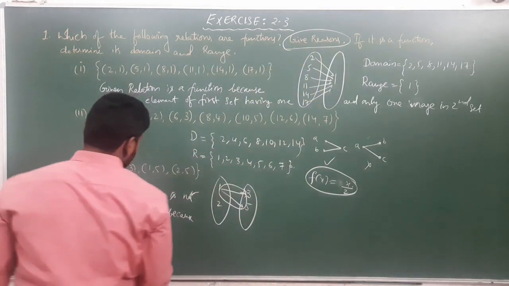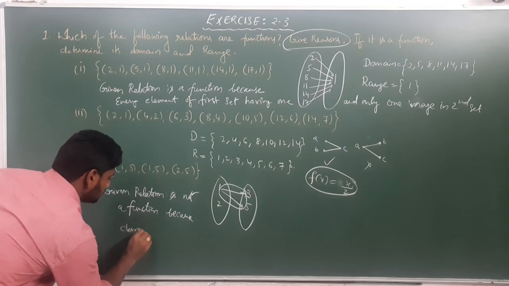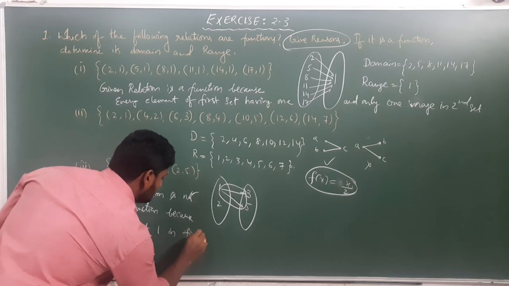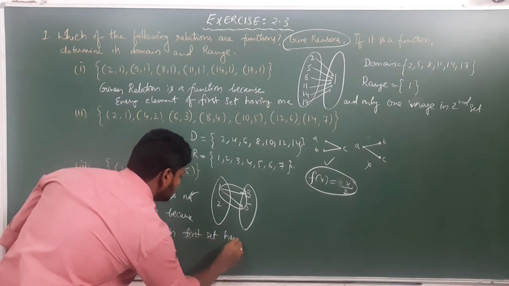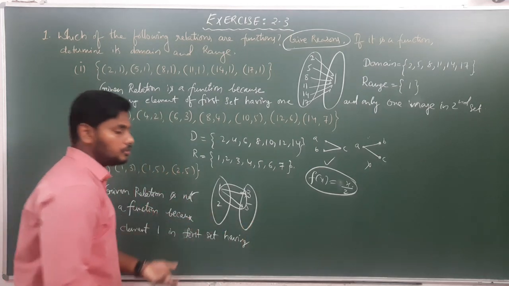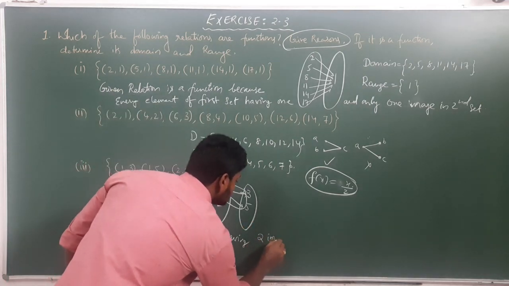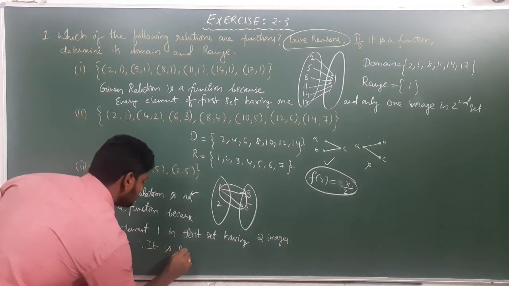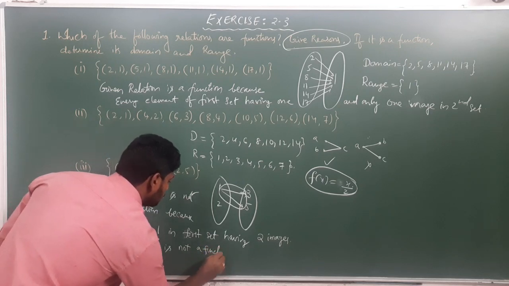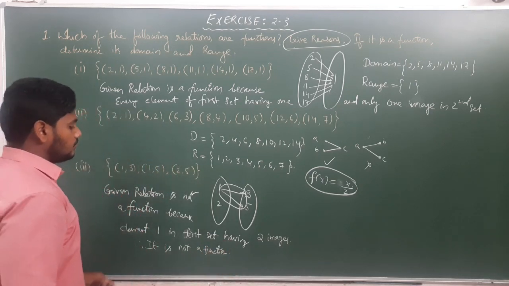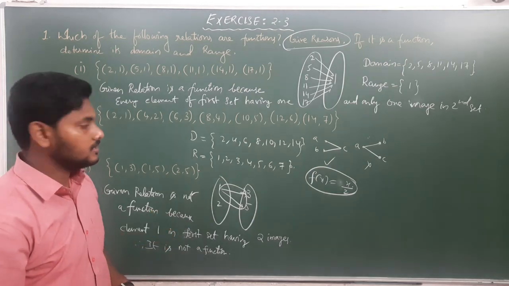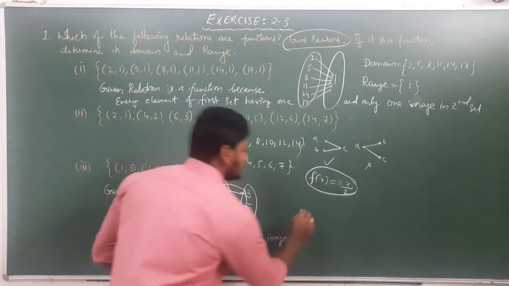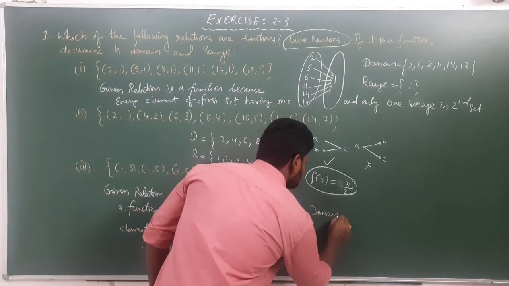So we need to write because element 1 in first set, having how many number of images? 2 images. Having 2 images, therefore it is not a function. So if it is not a function, no need to find domain and range. But this is a relation.